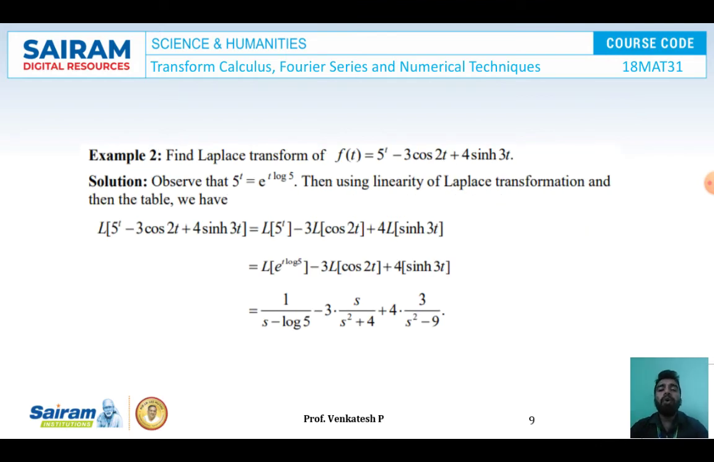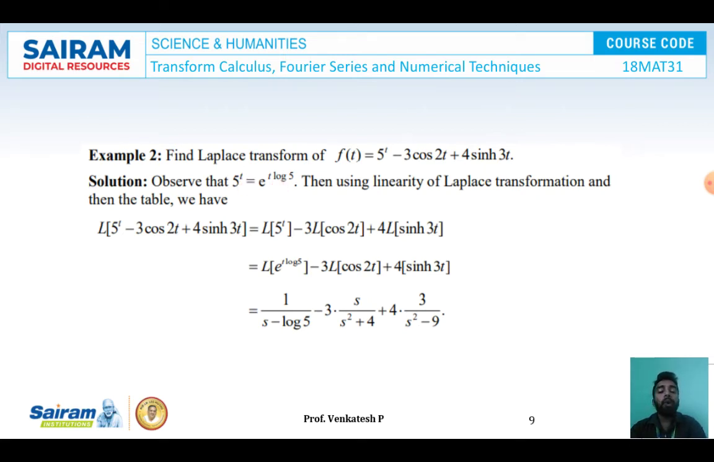Example number 2. Find the Laplace transform of f of t equal to 5 power t minus 3 cos 2t plus 4 sine hyperbolic 3t. To expand each term, for the first term I am going to use the Laplace transform of e power at formula. To expand cos 2t, I am going to use the Laplace transform of cos at formula. To expand sine hyperbolic 3t, I am going to use the Laplace transform of sine hyperbolic at formula. Also, we know that the expansion of 5 power t will be e power t log 5.